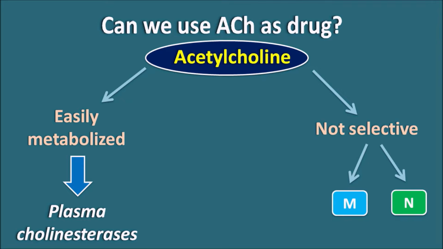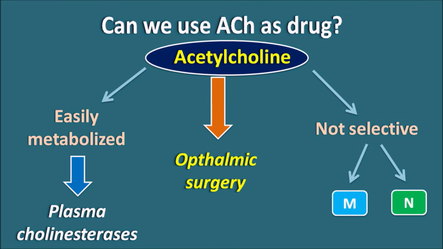Even though acetylcholine has a few limitations, it can still be used in ophthalmic surgery by the intraocular route of administration to produce pupillary constriction for a few seconds. Particularly in cataract surgery, acetylcholine ophthalmic solution can be used to produce pupillary constriction. With the exception of this little use, acetylcholine is not useful as a drug, and we need other types of drugs which are somewhat stable and somewhat selective towards the cholinergic receptors.